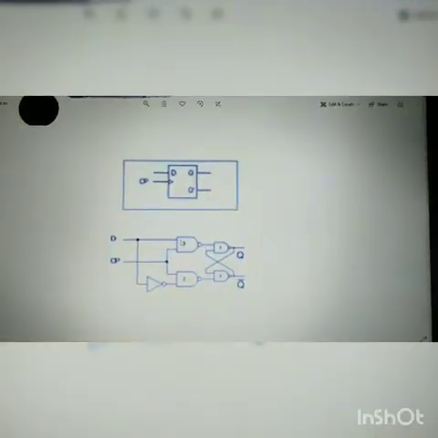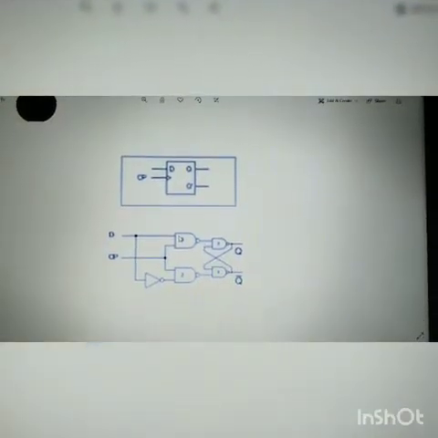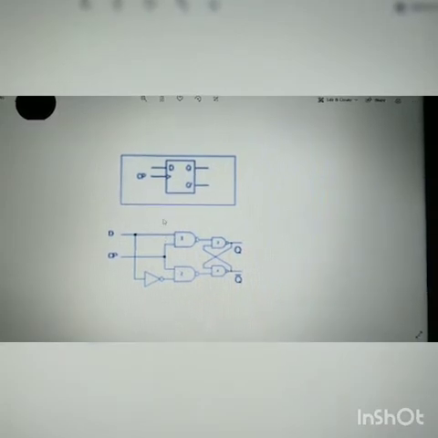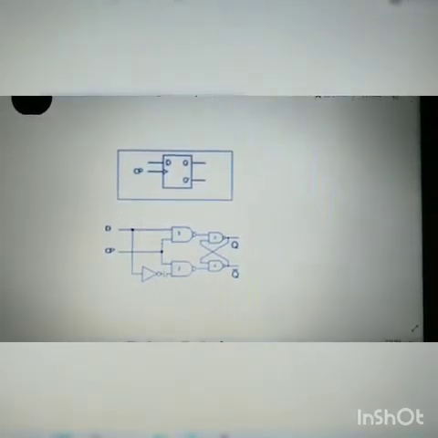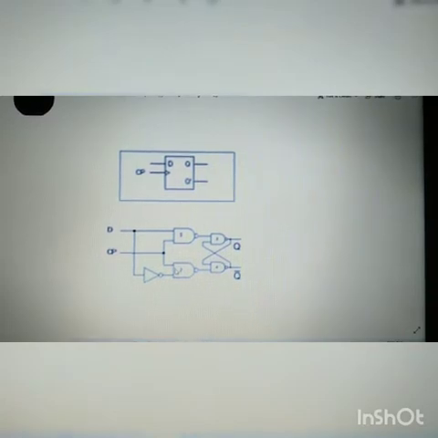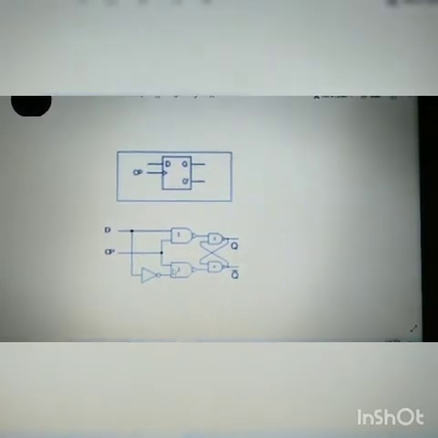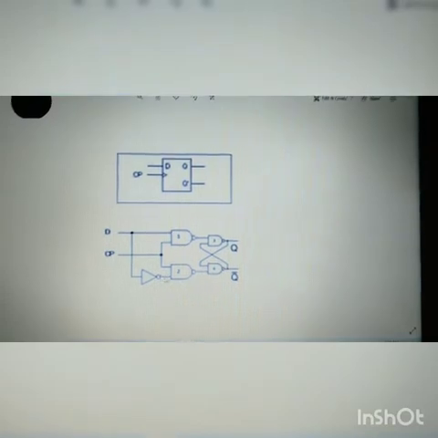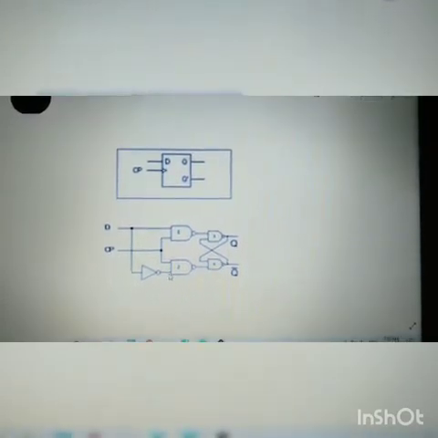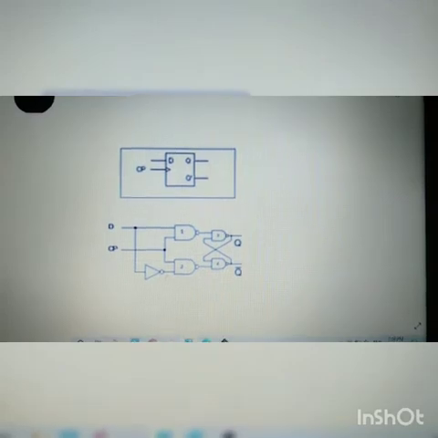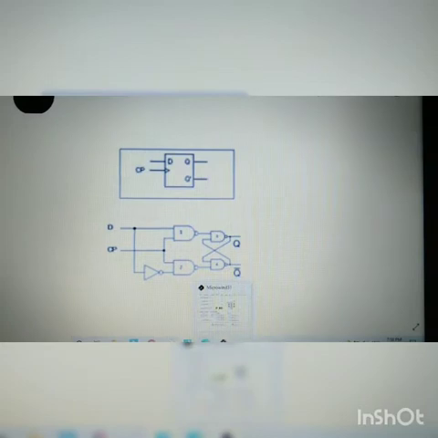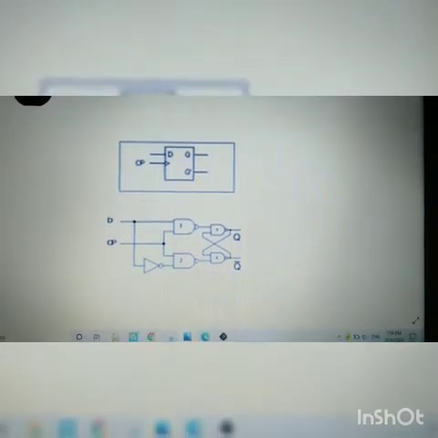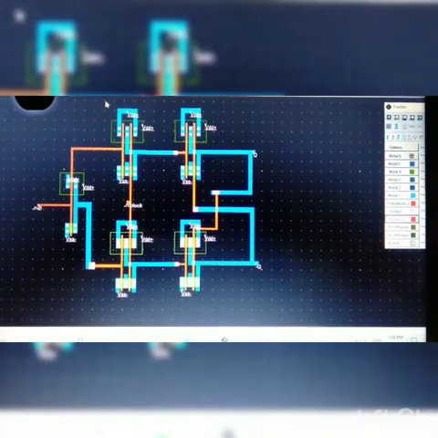So now we can do the remaining connections for D. That is, one of the inputs of NAND gate 1 is connected to D, and the other we have already connected to clock. In the next NAND gate you can see that one of the inputs is connected to the output of the inverter, and the input of the inverter is connected to D. Now let's implement this part in Microwind.